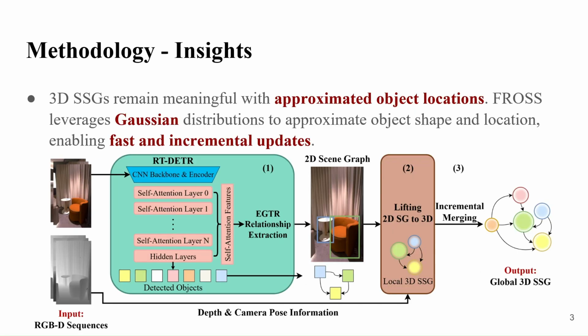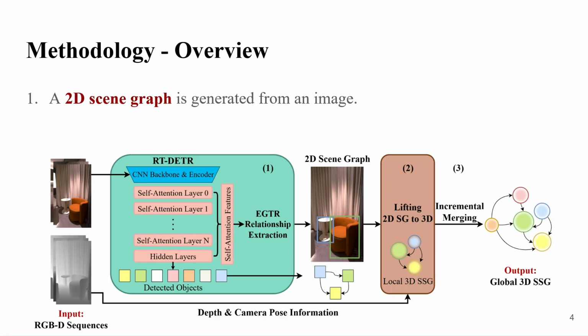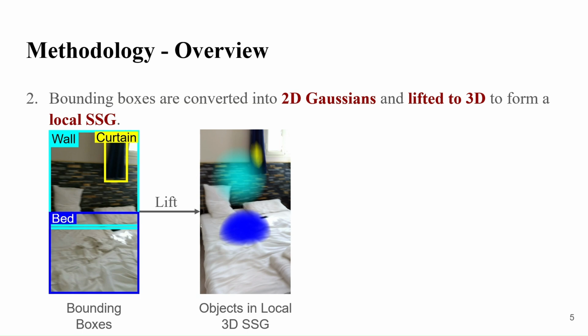A key insight behind generating 3D SSGs is that approximating objects' shapes and locations is sufficient for maintaining meaningful scene graphs. Therefore, FROSS leverages Gaussian distributions to represent objects, enabling fast and incremental updates. In our pipeline, a 2D scene graph is first generated from the current image frame. Next, the bounding boxes of detected objects are converted into 2D Gaussians and lifted into 3D space to form a local SSG for that time step.